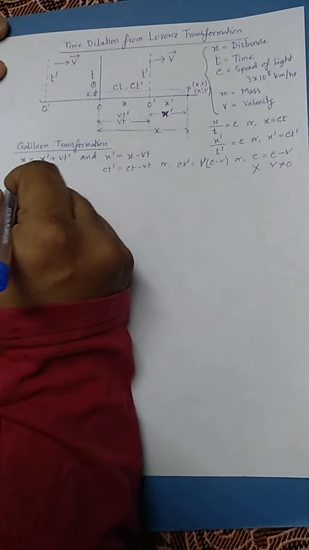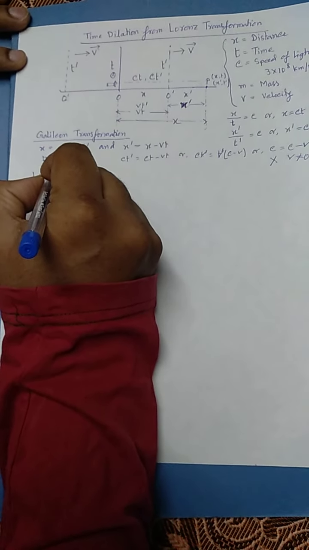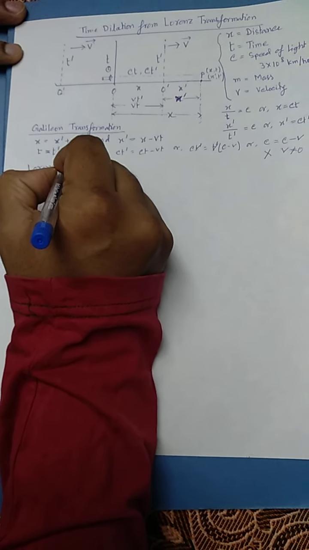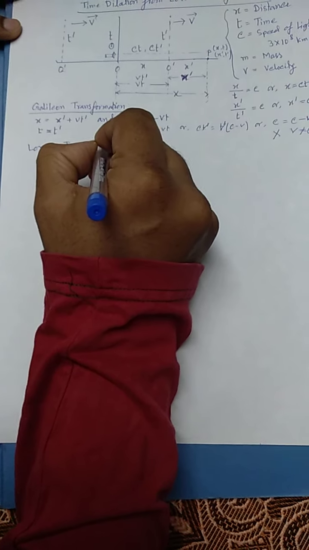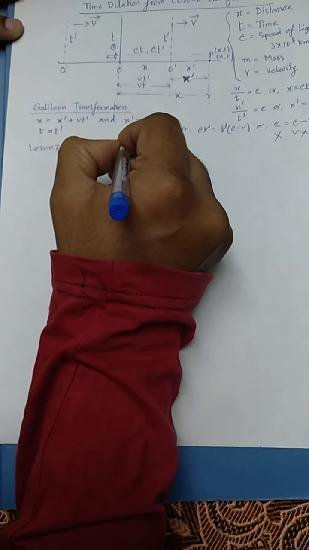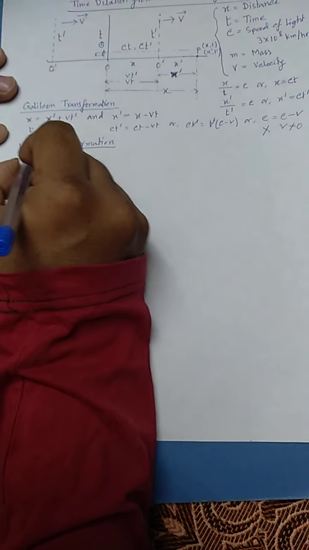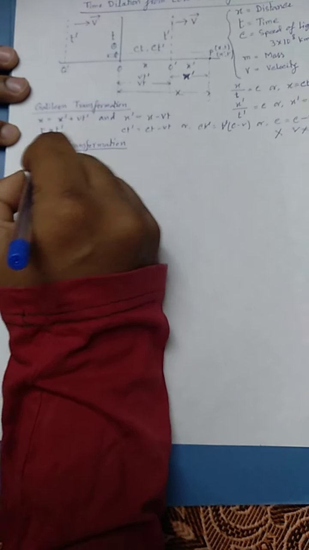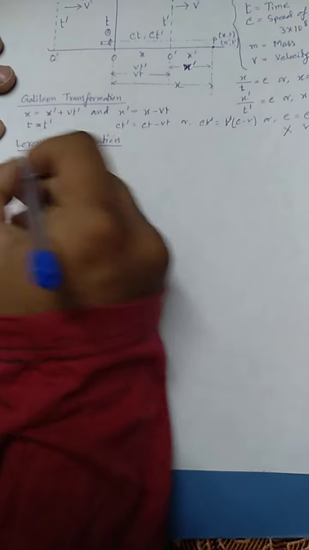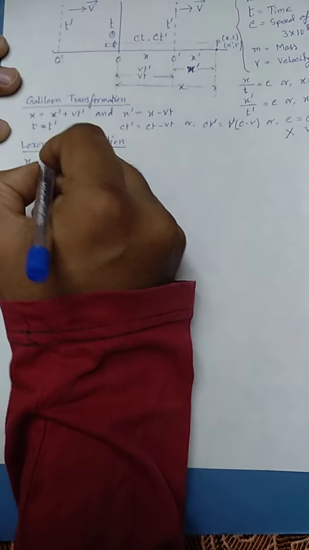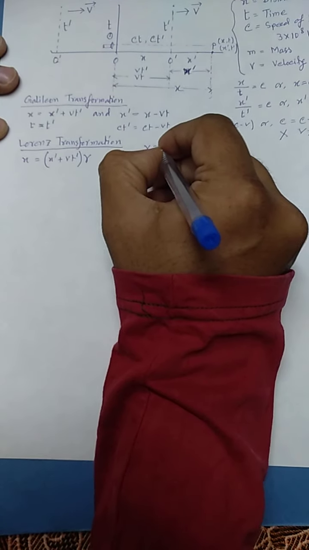So let us see in the Lorentz transformation. In the Lorentz transformation, let us assume a similar thing; I am going to write x equal to x prime plus vt prime, multiplied by gamma, where gamma is the error term.